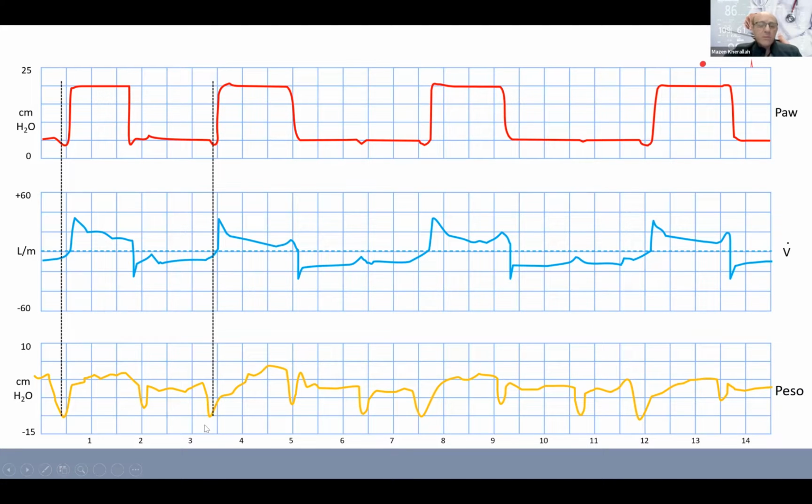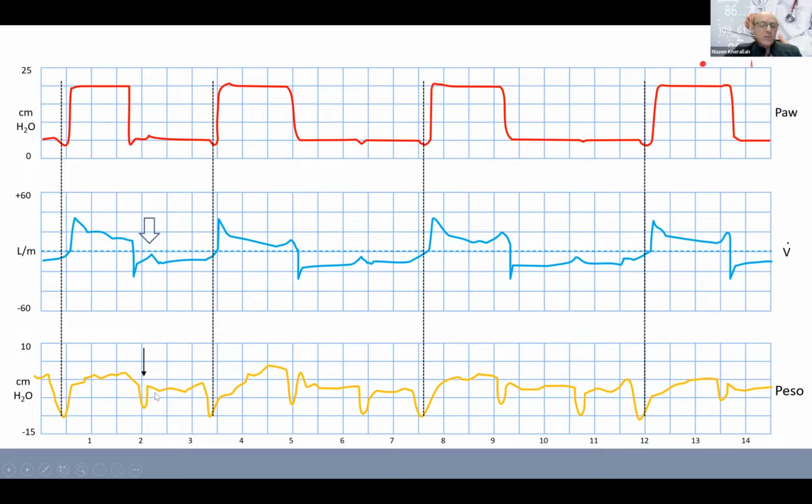Another breath also triggered the ventilator. This one triggered the ventilator, and this one too. In between, you can notice that if you take a look at the esophageal pressure, we have a negative deflection here, meaning that we have inspiratory effort.